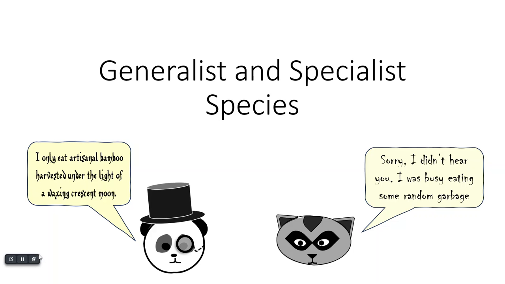All right, here is our first lesson for Unit 3, and we're going to talk about generalist versus specialist species, which I hope this mental image kind of stays with you because this is kind of what I think when I think of these kinds of species.